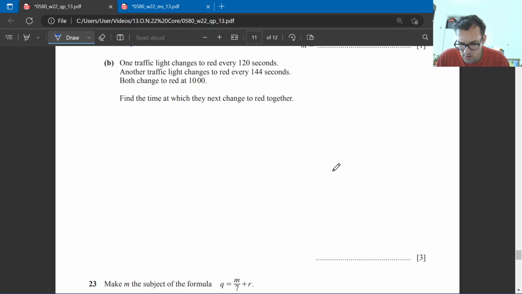One traffic light changes red every 120 seconds. Another traffic light changes red every 144 seconds. Both change red at 10. Find the time at which they next change to red together. Oh. How can we do this?